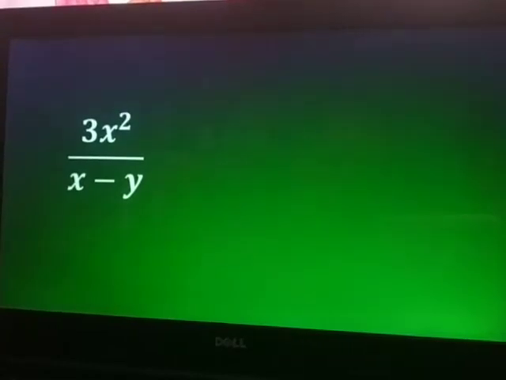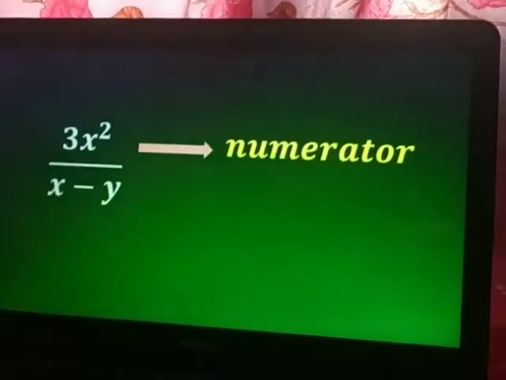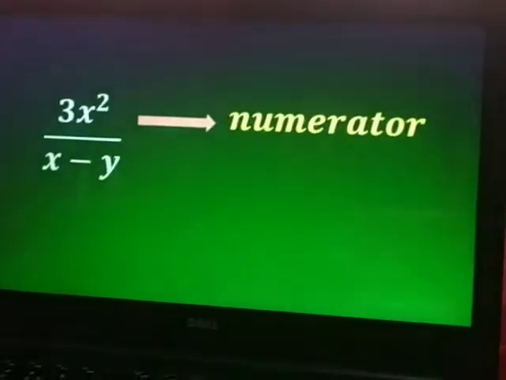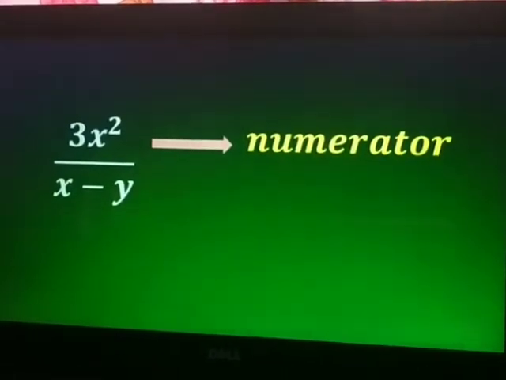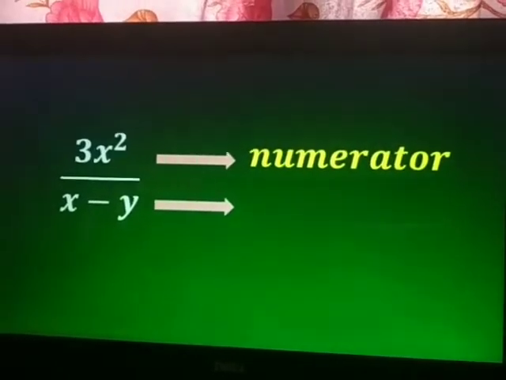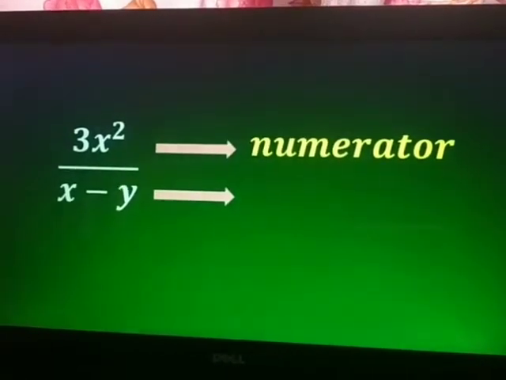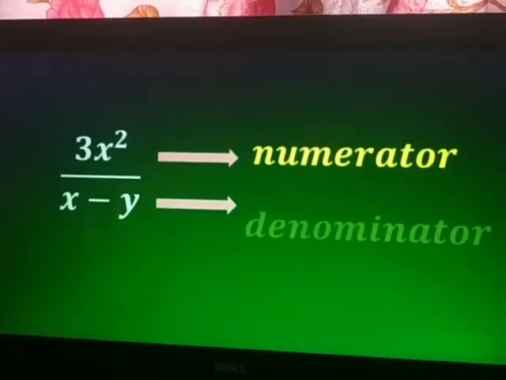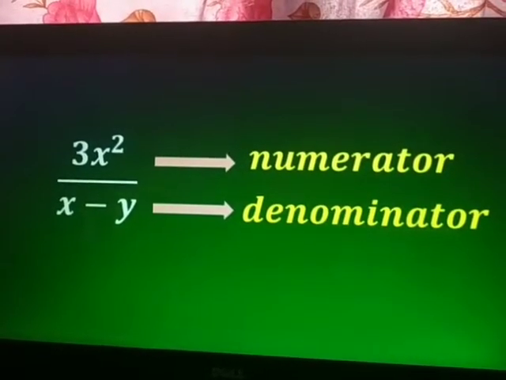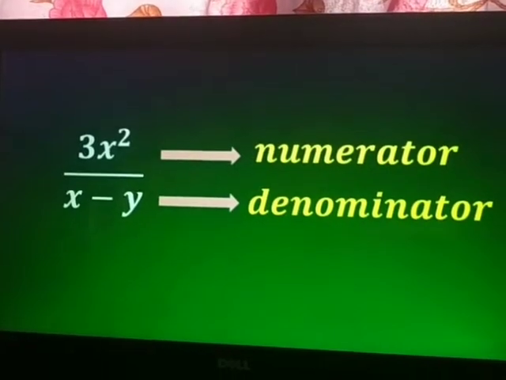Remember, we have an example, 3x squared over x minus y. Your 3x squared is your numerator. The numbers or variables on top of the bar are the numerator. And then remember also that the variables and numbers below the numerator are your denominator. Make sure you are familiar with this.